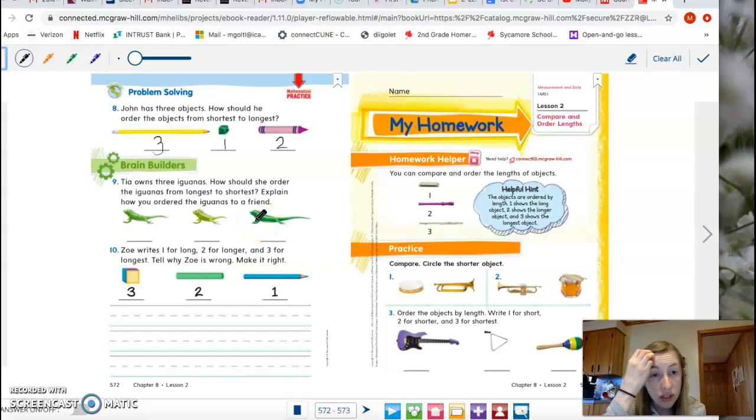Now we're on number 9. Tia owns 3 iguanas. How should she order the iguanas from longest to shortest? So the longest one is going to be number 1. Okay, you're right. This iguana is the longest. In the middle and the shortest. Good job.